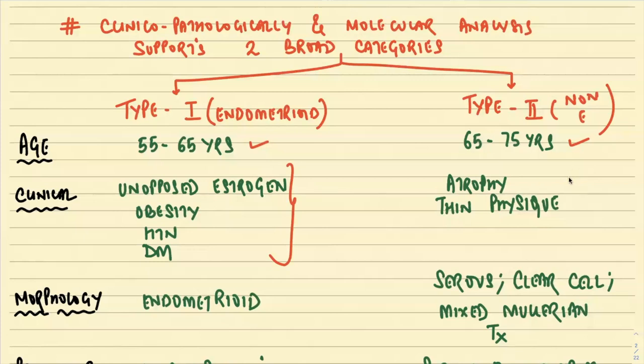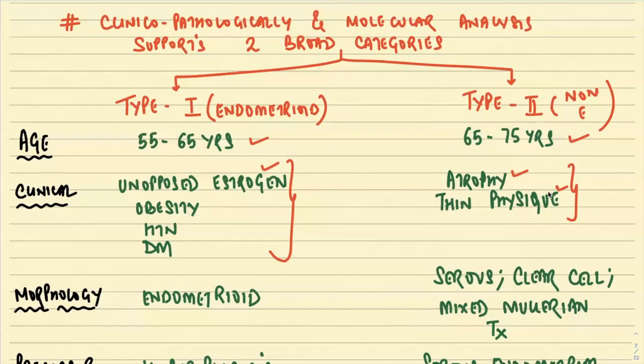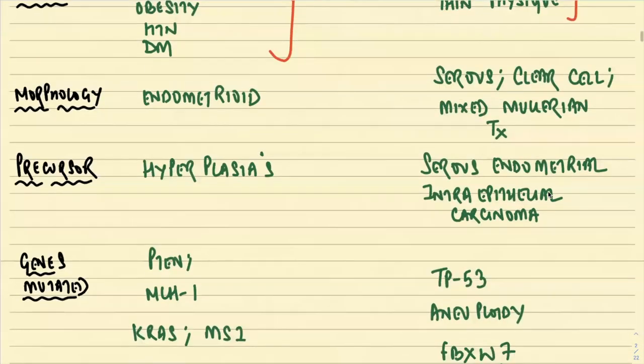Whereas type 2 endometrial carcinoma is developing in the background of endometrial atrophy. Over here, we had hyperplasia, but over here, it is in the setting of atrophy and thin physique. The individuals do not have systemic disorders, and they are not obese. Morphologically, as I've already explained, type 1 tumors resemble the normal endometrial gland, so they are also called the endometrioid variety. Whereas type 2 are the non-endometrioid variety, basically the serous, clear cell, and mixed Mullerian variety. This serous variety is very similar to serous ovarian carcinoma, hence the term. The clear cell variety also resembles the clear cell carcinoma of the ovary, hence the term. And the mixed Mullerian tumor, also called carcinosarcoma, is where both the epithelial elements as well as the mesenchymal elements are implicated. And by default, the type 2 tumors are always more aggressive.